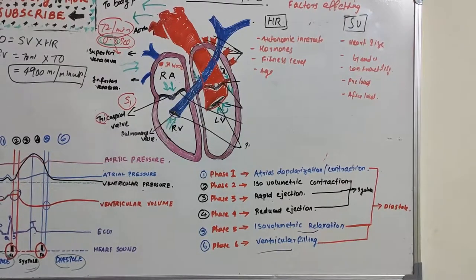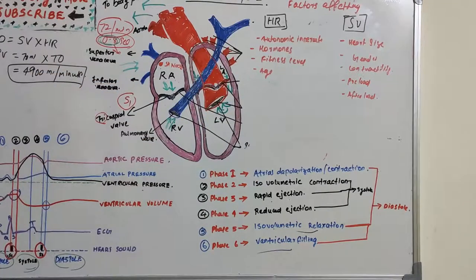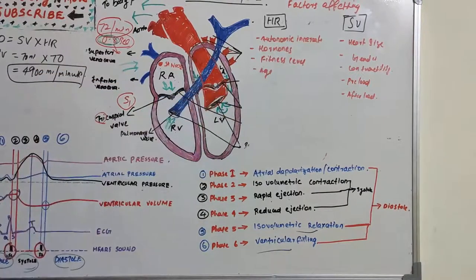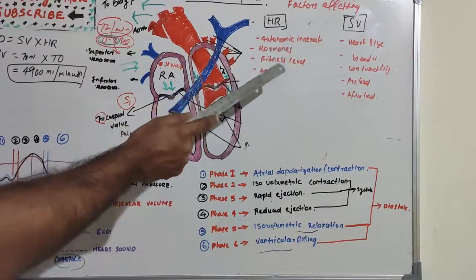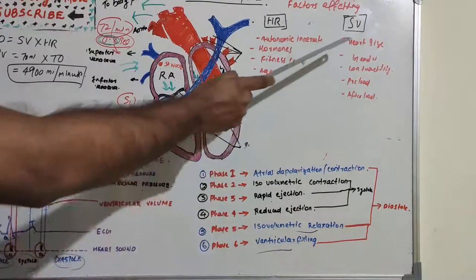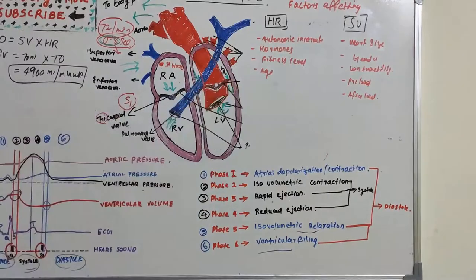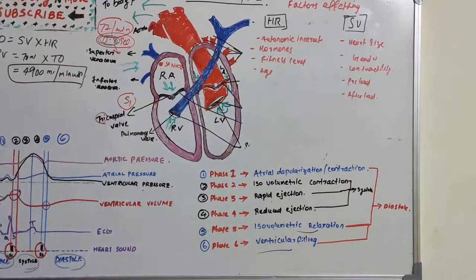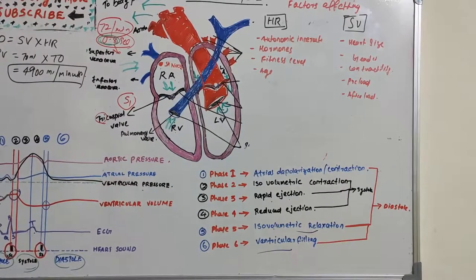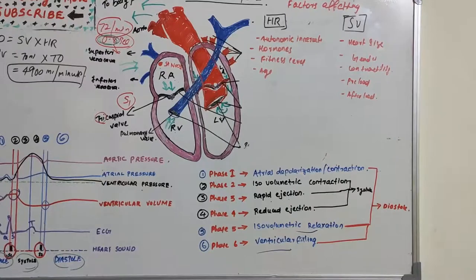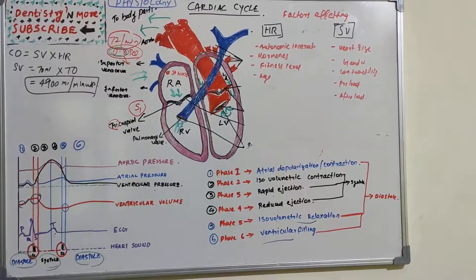There are factors which affect heart rate and stroke volume. The factors affecting heart rate are autonomic innervation, various hormones, the fitness level, and age. The factors affecting stroke volume are heart size, gender, contractility, preload, and afterload. So that was about the cardiac output, stroke volume and heart rate. So that's all about the cardiac cycle.